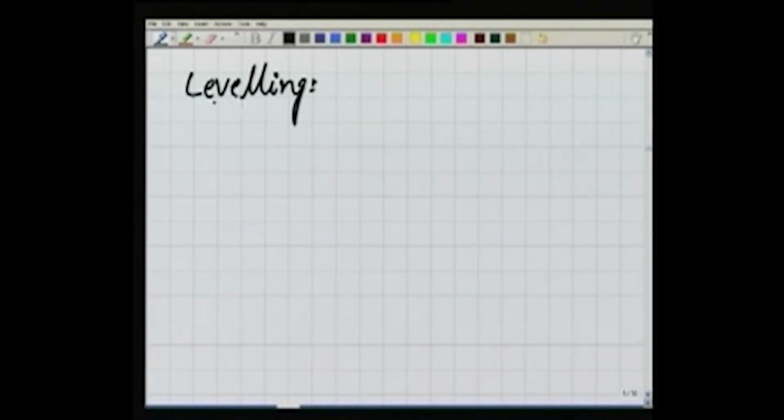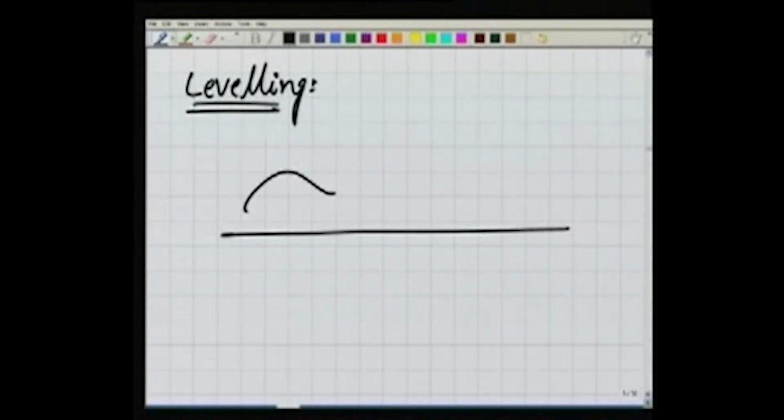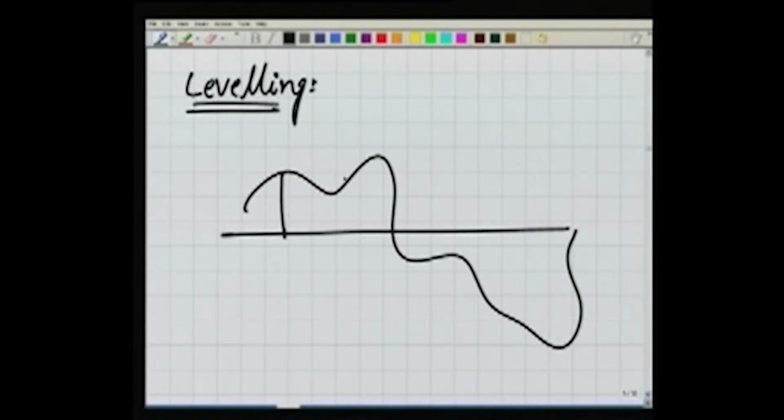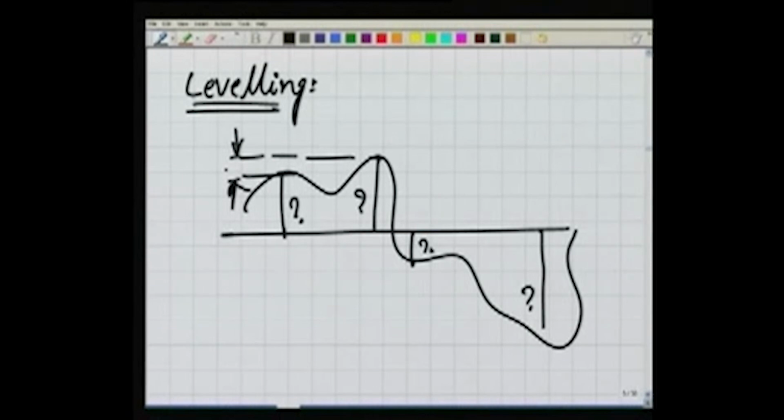Then another definition, now we come to the term leveling. What is the meaning of leveling? From a datum, we are trying to determine the elevations or the reduced levels of points. What is the value of this? Or maybe we can also say we are trying to determine the relative level. The relative level means the difference between the RLs of these two points. We are trying to determine this relative level.